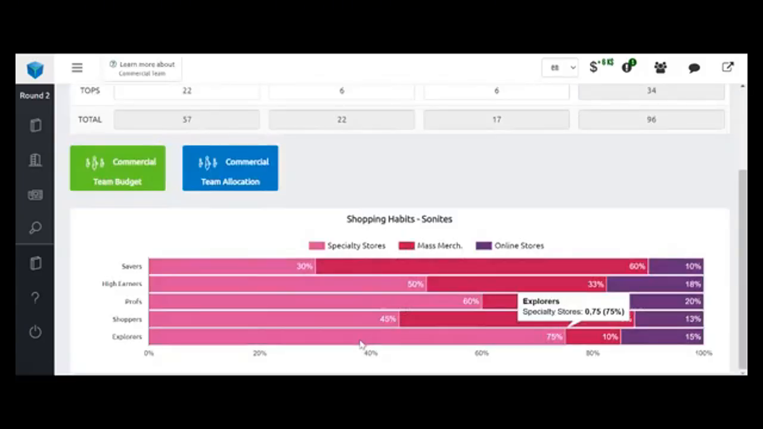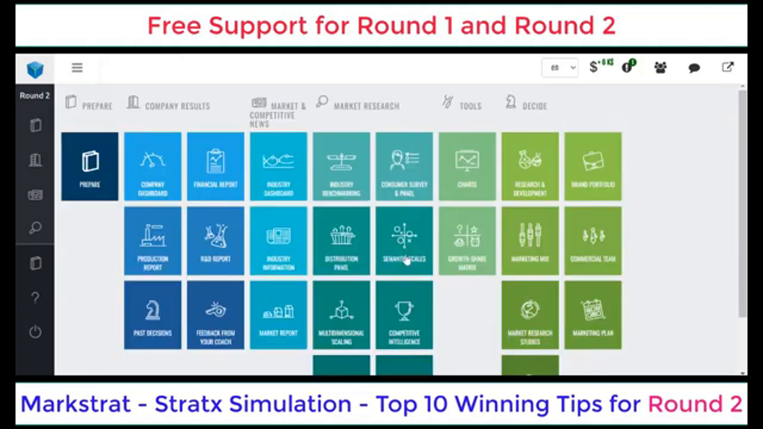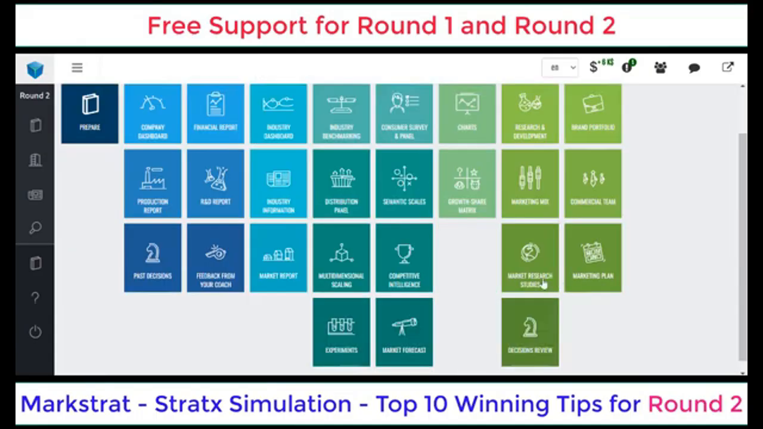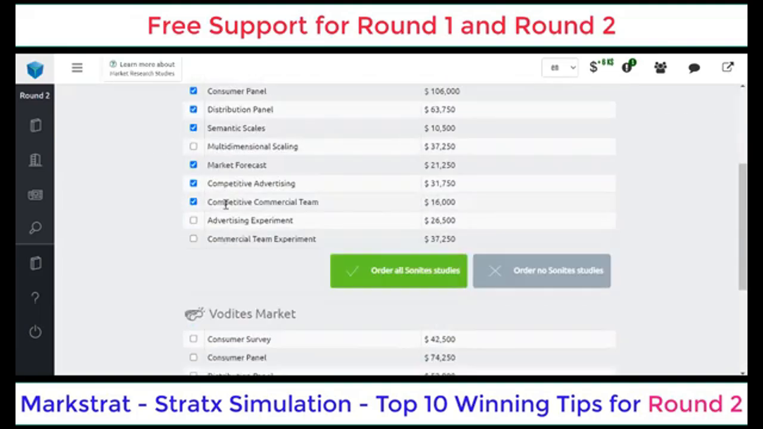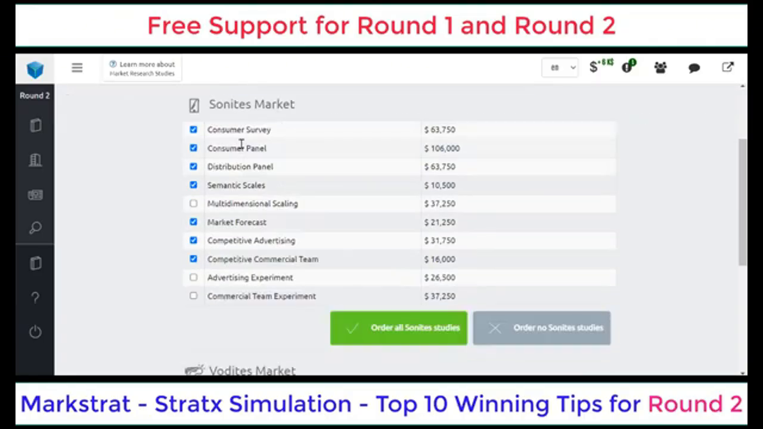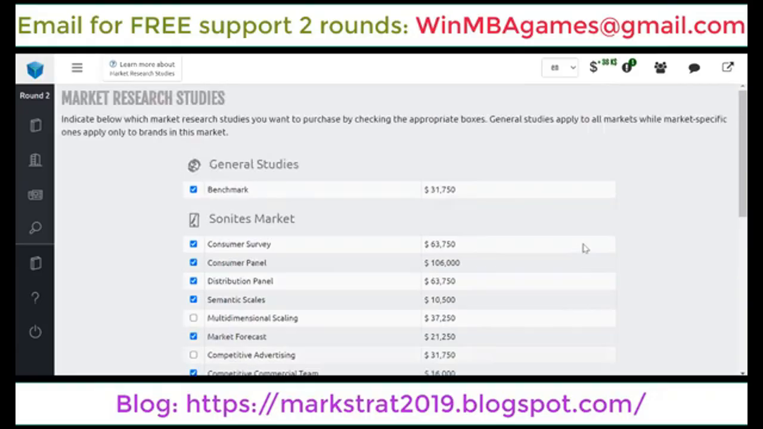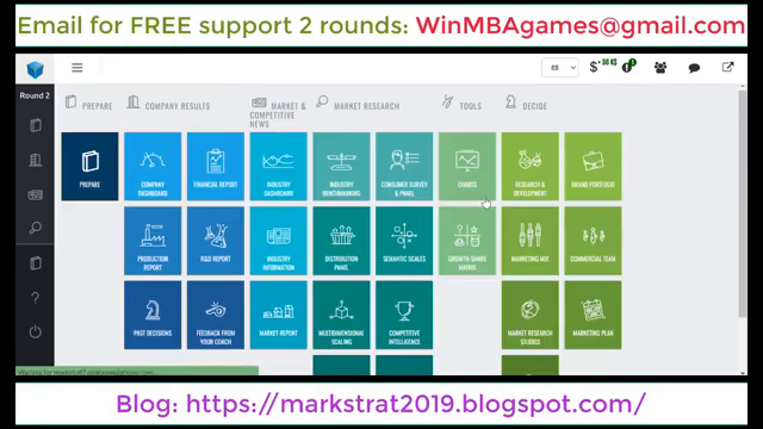So we still for tops, explorer 70%, 10 and 15. So 70% here, 10 here and 15 here, right? Okay, so that's basically for that commercial strategy. And for market research, we buy enough reports for Sonites market, consumer survey, consumer panel, distribution panel, semantic scales, and market focus, competitive advertising. If we don't want this one, we can save some cost here. We can go back to increase commercial team if we like that.